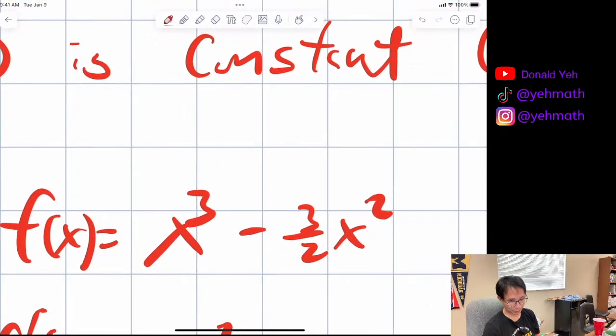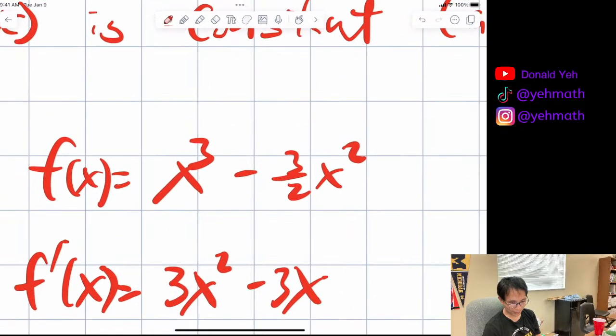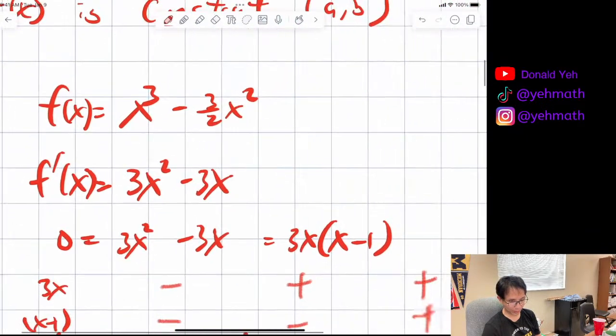So what I'm going to do is set the derivative, f prime of x is equal to 3x squared minus 3x. I set it equal to 0. How many critical numbers are there? Two. What are those two? 0 and 1. 0 and 1. So I'm going to say 0 and 1.